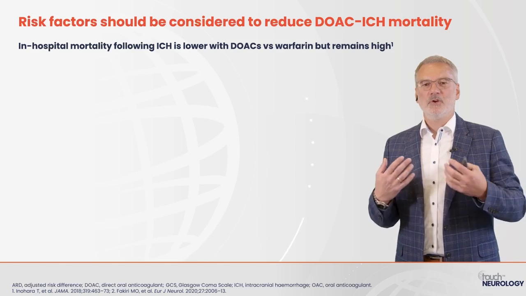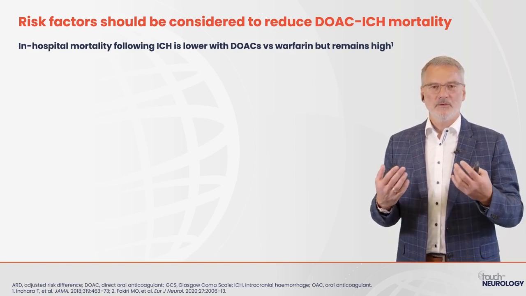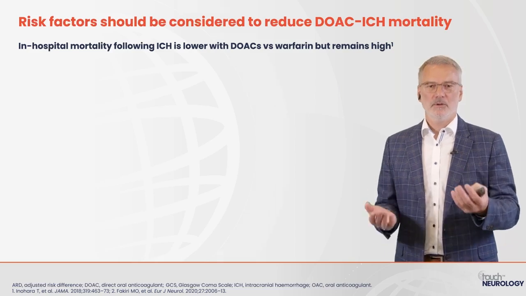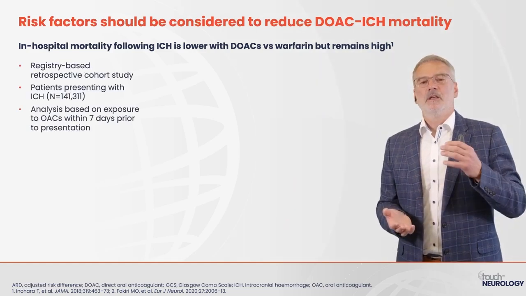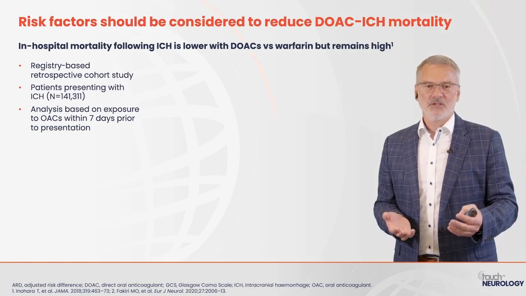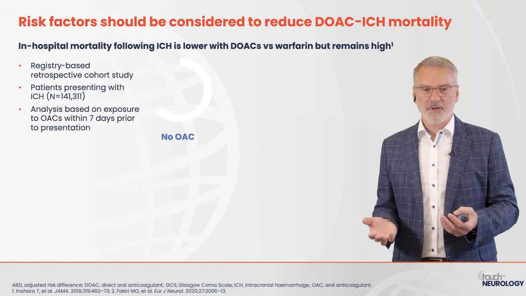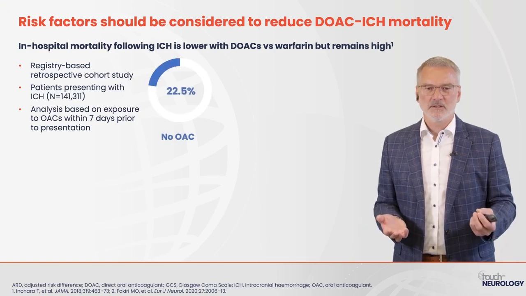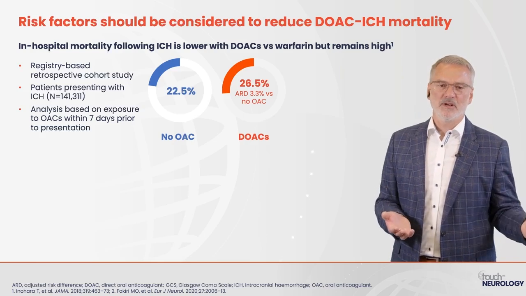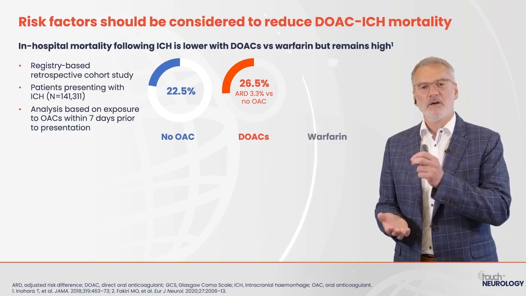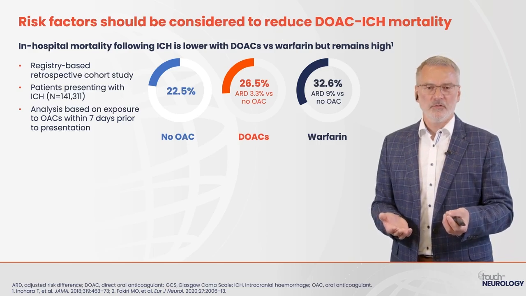But then we have to ask ourselves, what is the outcome of such a bleeding? How can we predict poor outcome? How can we improve poor outcome? The first answer is, if there is ICH, the risk of mortality is high. It is around 1 out of 5 patients that are not anticoagulated. It is 1 out of 4 patients that are anticoagulated with a DOAC. And it's 1 out of 3 patients in those who are anticoagulated with warfarin.